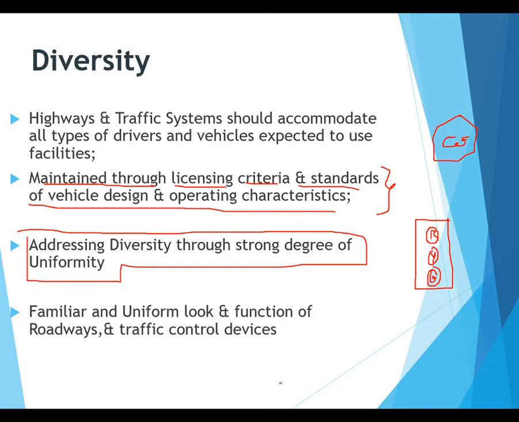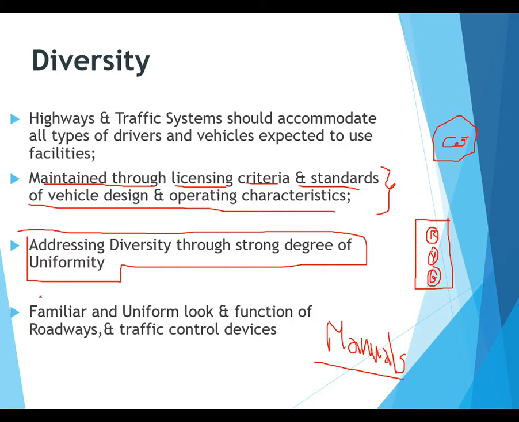So we want a familiar and uniform look and function of roadways and traffic control devices. We want to make it as uniform as possible. That's why we follow manuals that help us design the same signals, signs, and markings in the same city, in the same area, so we don't get confused. If you went to another city and they used a different system of signs, you would get confused. That's very normal until we get used to it, but having this kind of confusion might cause crashes, and that's why as traffic engineers, we use this uniformity.